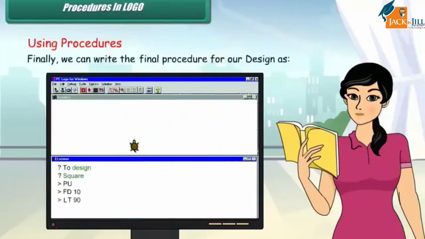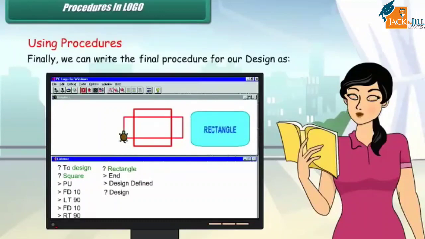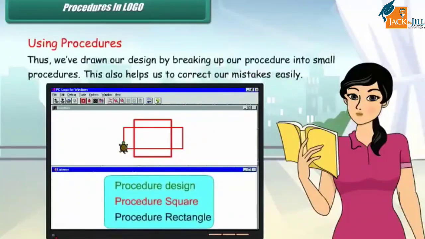Finally, we can write the final procedure for our design as TO design, square, PU FD 10 LT 90 FD 10 RT 90, rectangle. END. Press enter. Greater than sign. Design defined. Enter. Question mark sign. Design. Enter. Thus, we've drawn our design by breaking up our procedure into small procedures.